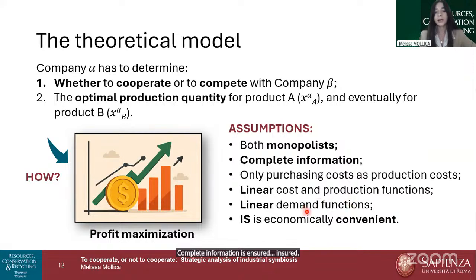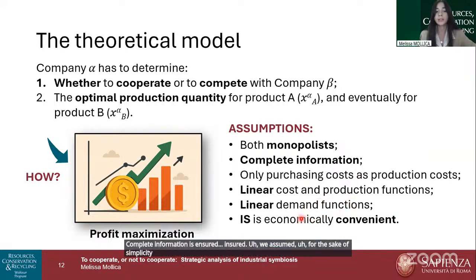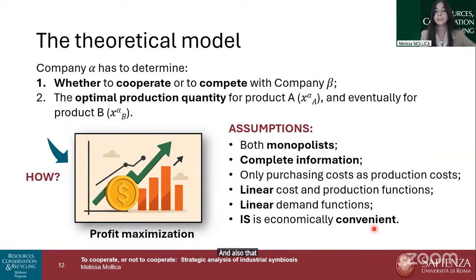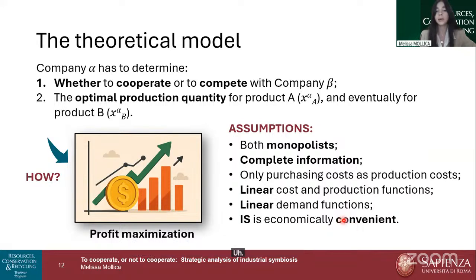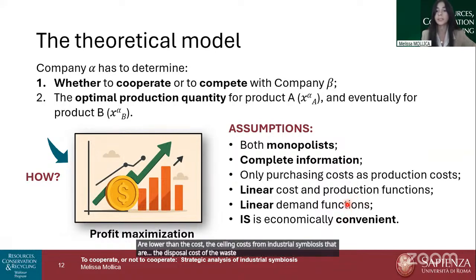We assumed, for the sake of simplicity, cost, production, and demand functions to be linear, and also that industrial symbiosis is economically convenient, meaning that the emerging costs for industrial symbiosis, that are the costs for treating the waste and for transporting the waste from company Alpha to company Beta eventually, are lower than the ceasing costs from industrial symbiosis, that are the disposal cost of the waste and the purchasing cost of the primary input.